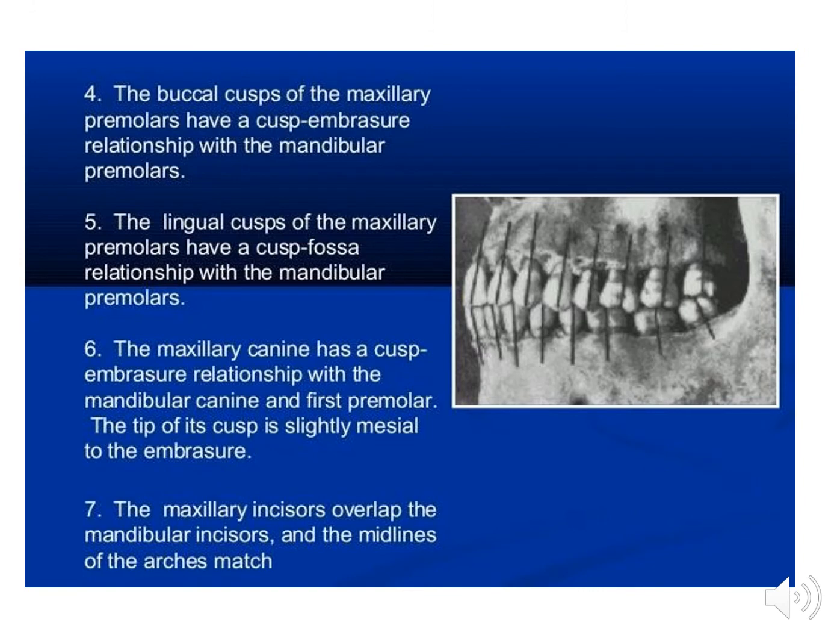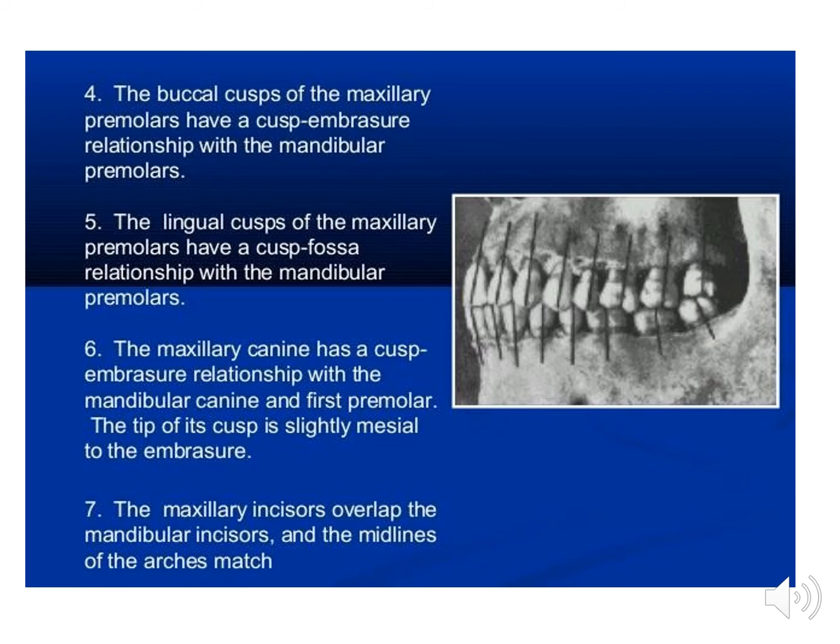Number 4, the buccal cusps of the maxillary premolars have a cusp-embrasure relationship with the mandibular premolars. Number 5, the lingual cusps of the maxillary premolars have a cusp-fossa relationship with the mandibular premolars.